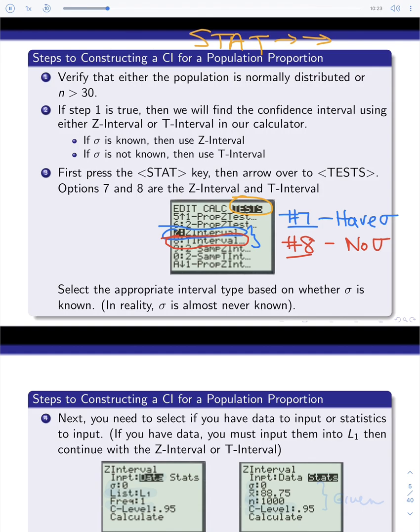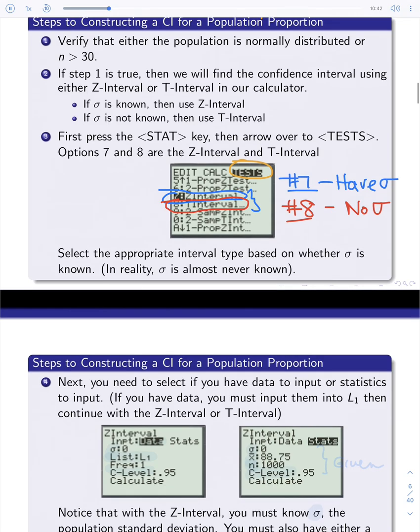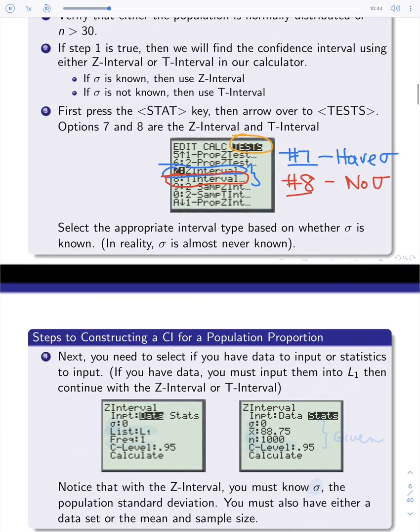What you'll then notice, let's take a look at what you'll see in your calculator when you either select a Z interval or a T interval. So if you were to select number 7, the Z interval, a screen pops up that looks like this. And you have an option of choosing either data or statistics. Notice, if you do data, it's going to still want you to give sigma. It's got a reminder here. You still have to give it sigma.